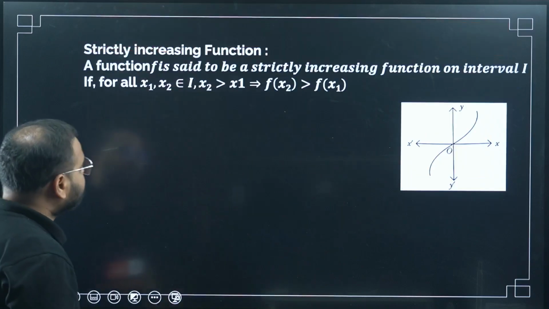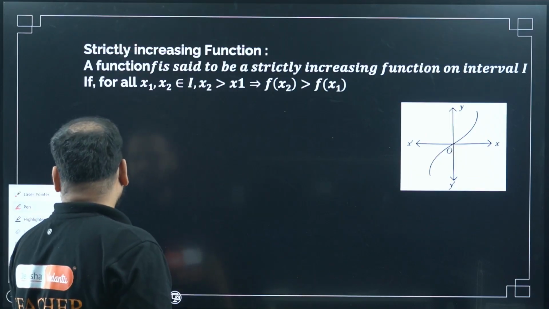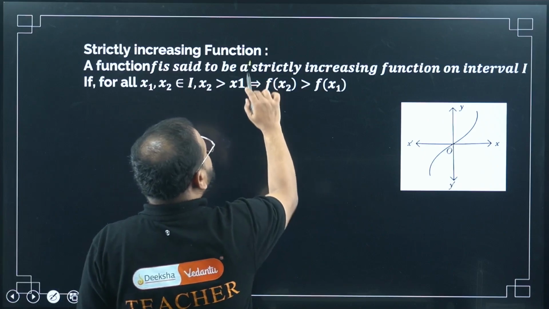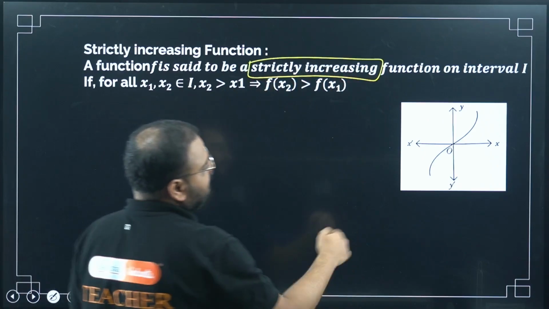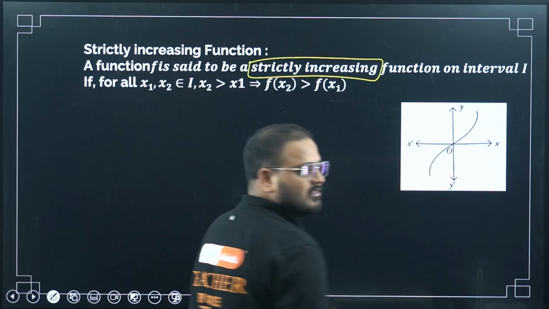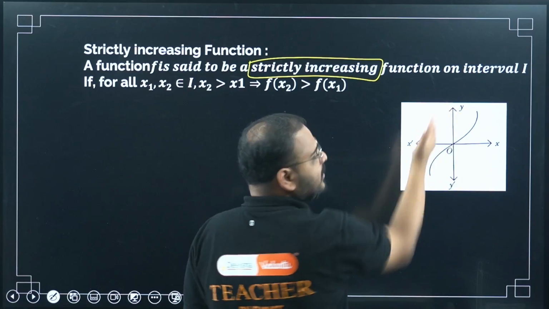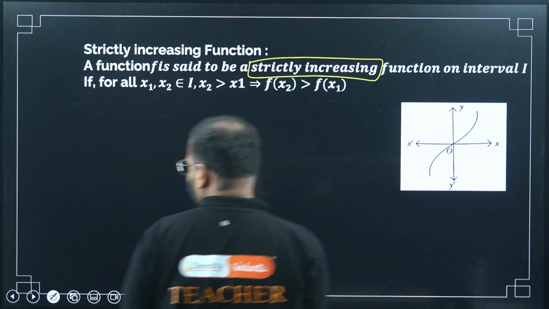Moving on to the next part. This is your favorite type. What is it called? Strictly increasing. There's a confusion, sir. Is there really? Look at the graph. As I move from left to right, the y values, the corresponding function values, are increasing. Then why is this strictly increasing and this is not?